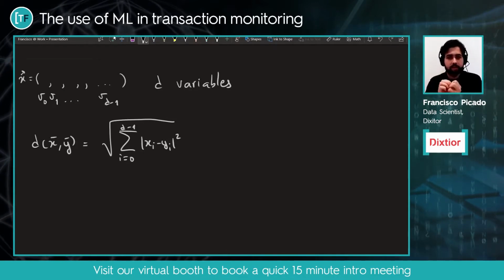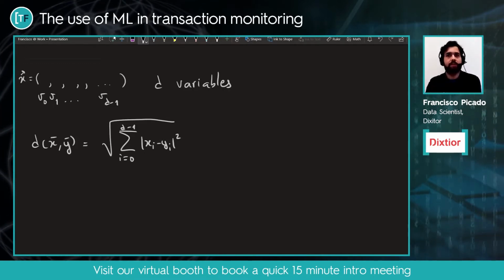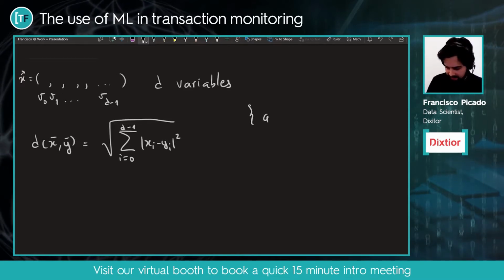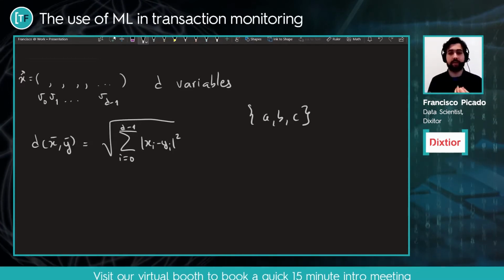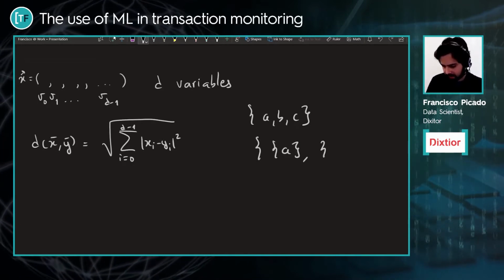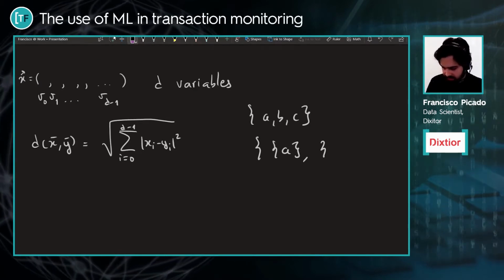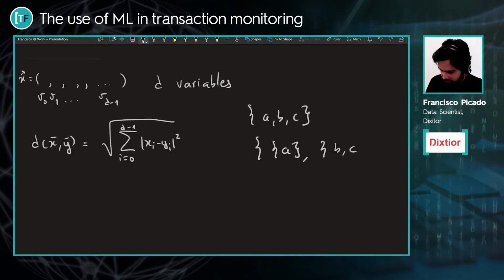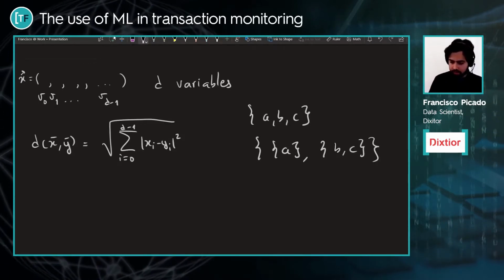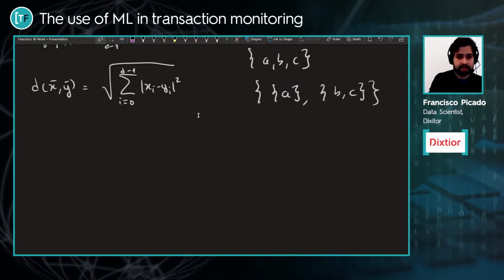All right, so clustering in mathematical terms is what we call a partition. So if we have a set like ABC, we can partition it as a set containing A, a set containing B and C. Let me just draw that a little bit better. Okay, and what we want to do to our accounts is pretty much the same.